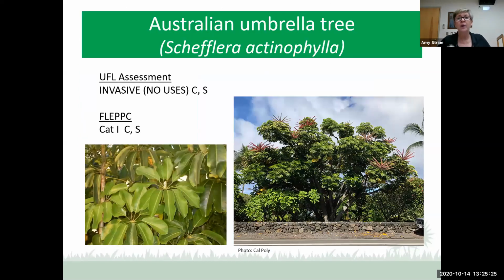Here's the Australian umbrella tree, Schefflera actinophylla. I have a neighbor that has this in their yard, and I do have to say that that striking flower spike in the summer, as you can see in the picture on the right, is just really spectacular. But this guy can get massive, as high as 40 feet tall. It does reproduce readily. It is an invasive species for Central and South Florida, according to the university's assessment. FLEPPC categorizes it as a Cat 1 for Central and South Florida, so not a good guy.